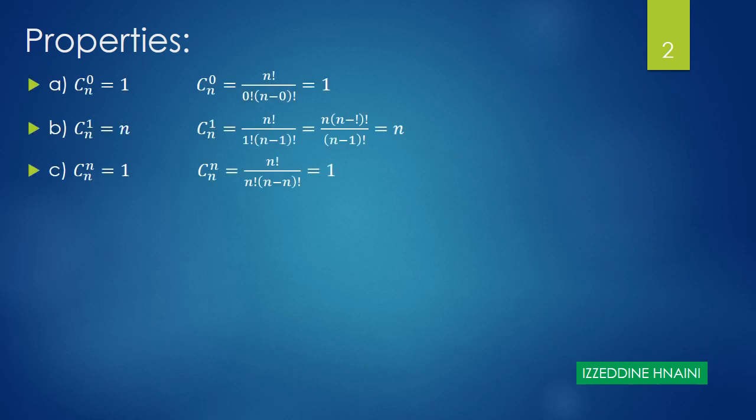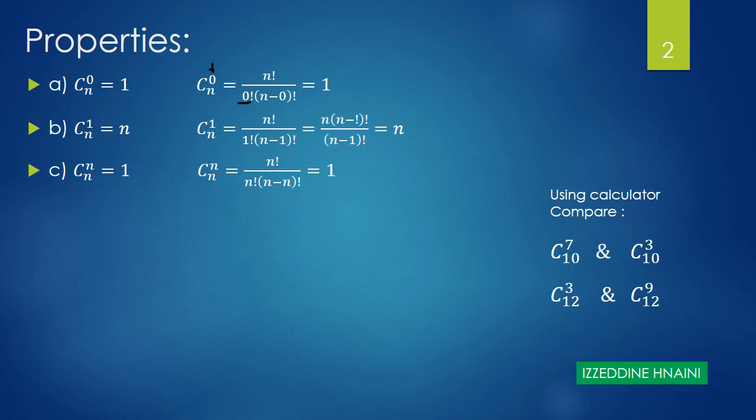Properties. C(n,0) equals 1, because C(n,r) equals n factorial over r factorial times (n minus r) factorial. Here r equals 0, so we get n factorial over 0 factorial times (n minus 0) factorial, which is equal to 1. Similarly, we can prove C(n,1) equals n and C(n,n) equals 1.